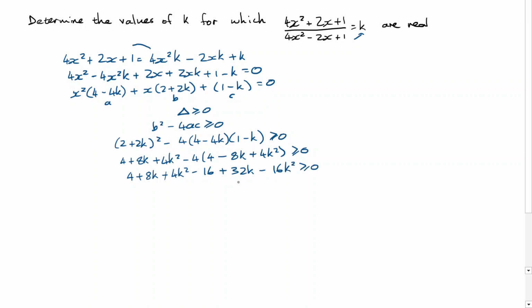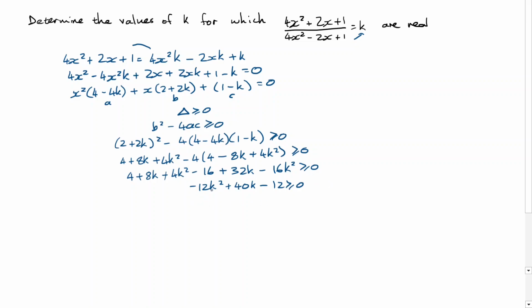That leaves me with my k squareds. I've got minus 12k squared. My k's, I've got 40. And my numbers, I've got minus 12. So what you can do from here is either you could try to simplify this. You could divide this all by 4, by negative 4, and then you must remember to change the direction of the inequality, or you could simply move all of these to the other side and keep the inequality facing the way it is and divide by 4.